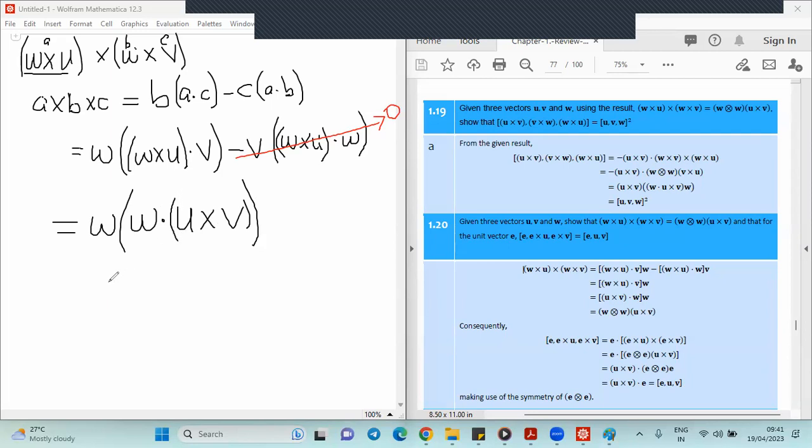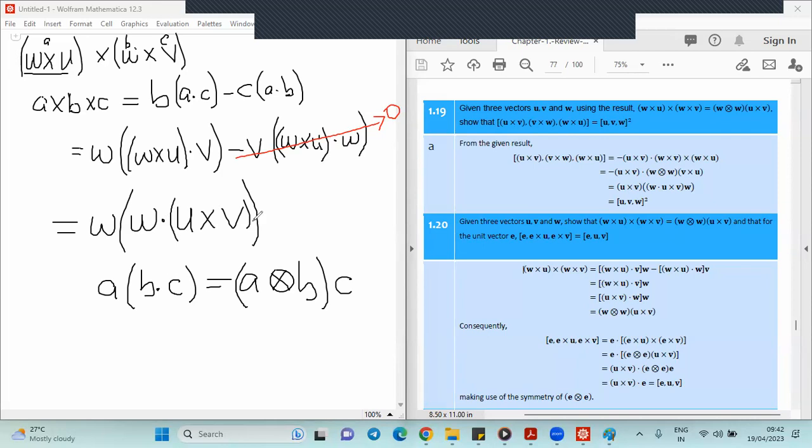What does this look like? This looks like A brackets B dot C. And if we're working backward, we know that this is A dyad B acting on C. Just take some time to digest that. First and foremost, I switched the cross and the dot. That's why instead of W cross U dot V, it is now W dot U cross V. I switched them because that's permissible, you're allowed to do that.